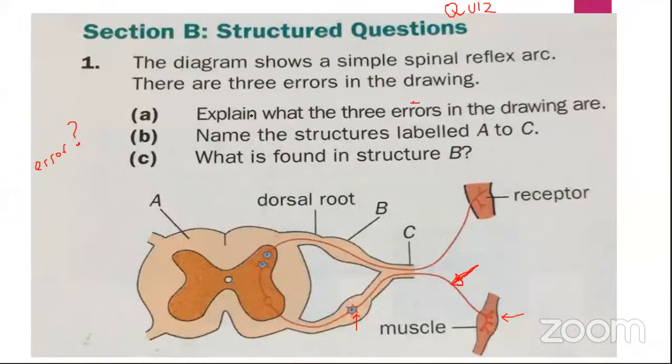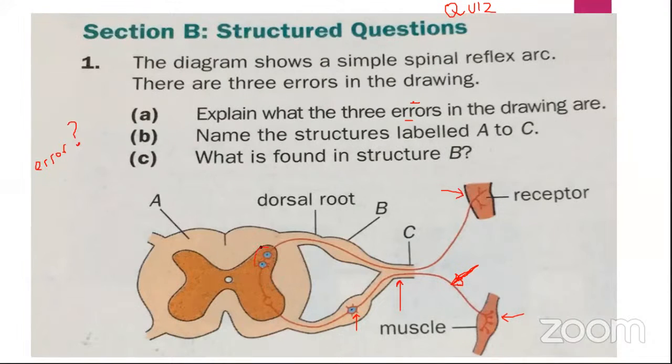So someone is saying pardon on the three errors. The first error was that you are having this sensory neuron, first of all, in the ventral root. It should be on the side of the dorsal root, okay? And secondly, it is even connected to the muscle, yet the sensory neuron must be connected to the receptor because it is the one that receives the impulses and then takes them to the central nervous system.